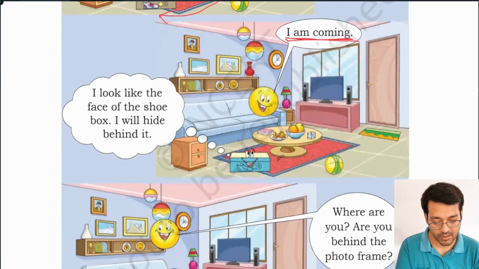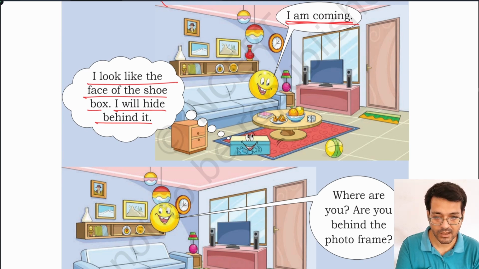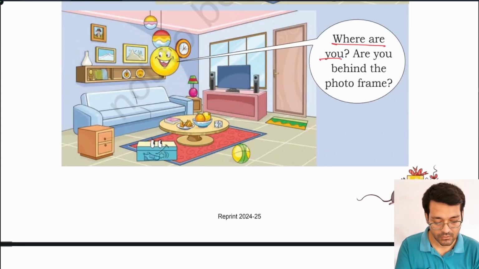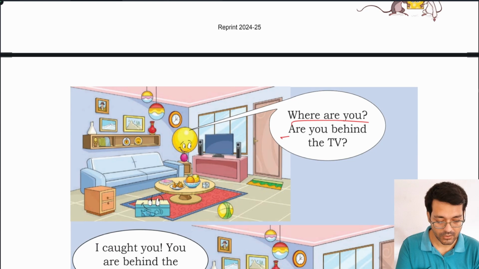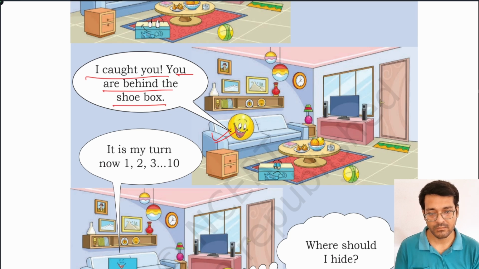So, rectangle thinks, I can hide behind the shoebox. Circle says, I am coming. The rectangle says, I look like the shape of the shoebox. I will hide behind it. Where are you? Are you behind the photo frame? The circle asks. Where are you? Are you behind the TV? Circle asks. I caught you. You are behind the shoebox. Finally, the circle caught the rectangle. The rectangle is behind the shoebox.